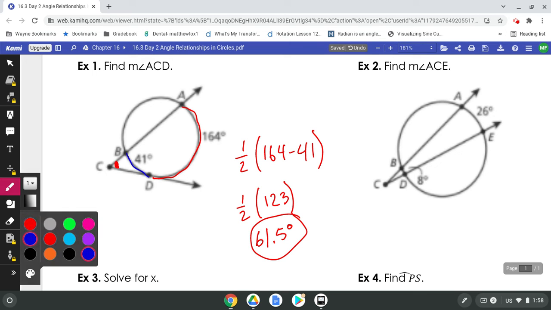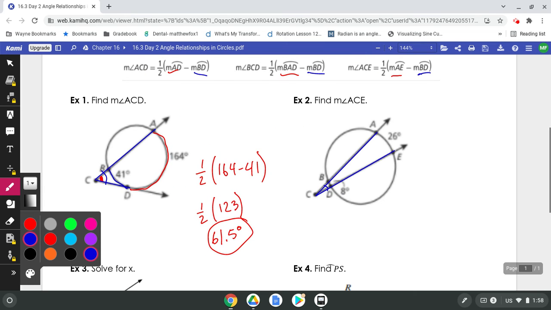As you see, initially it asked for what was ACD, what this angle right there was. Okay, number 2, it asked for us to find what ACE is, so what this angle is. So once again, just take 1/2 times, it's always the biggest arc, so 26 minus the small arc. 26 minus 8 is 18, so half of 18, and we will get 9 degrees.